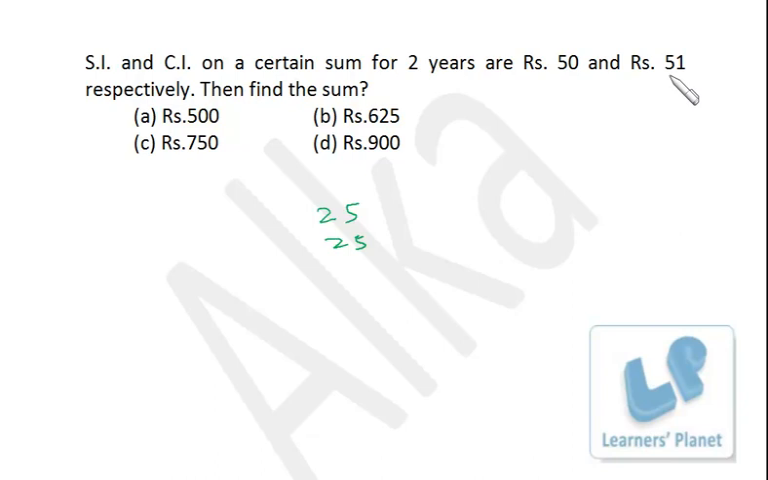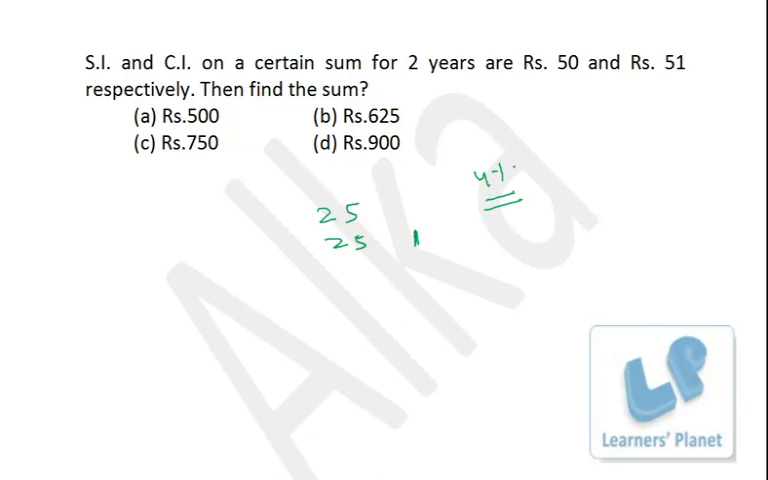Now compound interest is precisely what? That is interest on interest. So it is interest on this amount in this year. So this is 1, right? Now what is 1 of 25? So that is 1 by 25 into 100, so that is 4%. That means rate of interest is nothing but 4%. Okay, why? Because this is interest on interest, that means interest on this 25 rupees. So interest on this 25 rupees is 1, that means rate of interest is 4%.